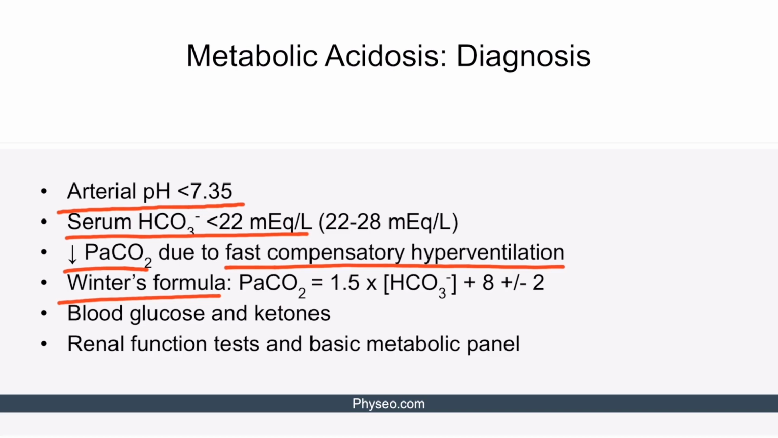If we suspected metabolic acidosis, we can also obtain blood glucose and ketones to check for diabetic ketoacidosis. Renal function tests such as blood urea nitrogen and creatinine are important to rule out renal failure as the cause of metabolic acidosis. Basic metabolic panel, on the other hand, will reveal not only glucose, blood urea nitrogen, and creatinine, but also any electrolyte abnormalities in the patient.